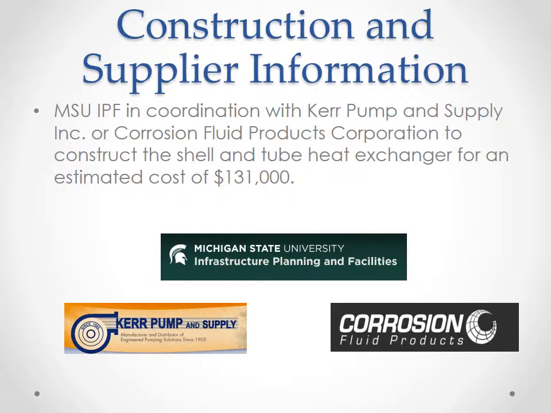The Office of Infrastructure Planning and Facilities, in coordination with Curb Pump and Supply Incorporated or Corrosion Fluid Products Corporation, can construct the shell and tube heat exchanger outlined for an estimated cost of $131,000.